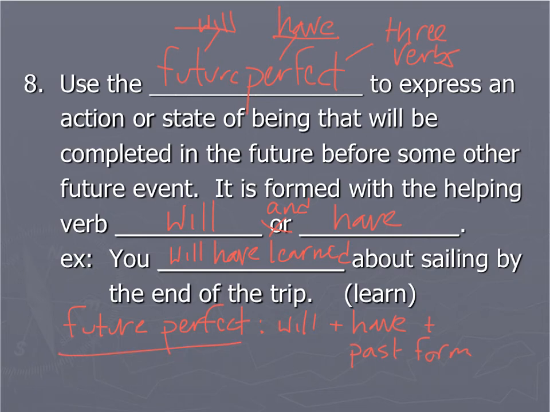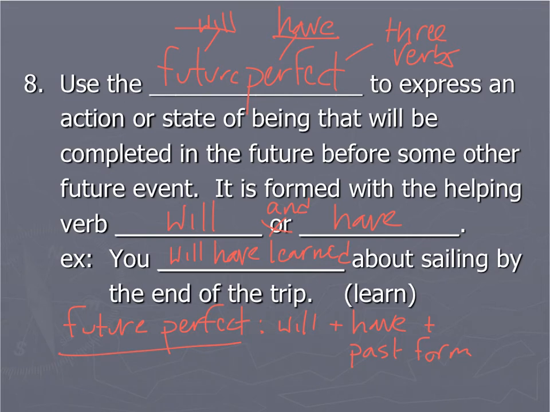Okay, so here's a little helpful hint. The perfect tenses always have a form of have with them. Present perfect is going to be have or has. Past perfect is going to be had. Future perfect, you're going to have will, and then you're going to have. Those are the helping verbs you need for the perfect tenses.